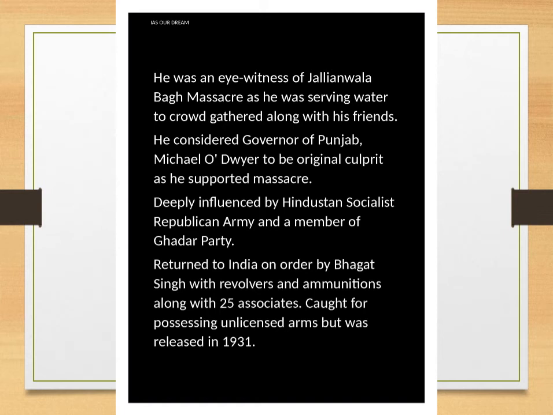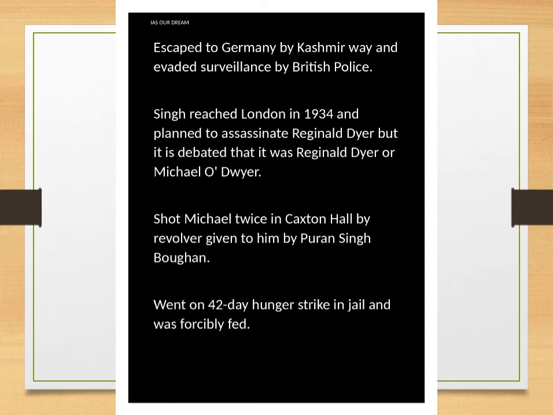He returned to India on the order of Bhagat Singh with revolvers and ammunition along with 25 associates, and he was caught for possessing these unlicensed arms but was released in 1931. However, he escaped to Germany by way of Kashmir and evaded surveillance by the British police. He reached London in 1934 and planned to assassinate Reginald Dyer, but it was debated whether it was Reginald Dyer or Michael O'Dwyer. He shot Michael twice in Caxton Hall with a revolver given to him by Puran Singh Bhujan.